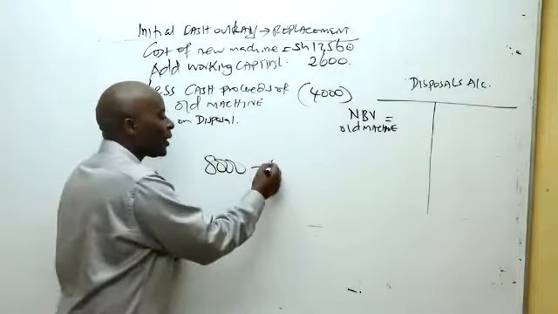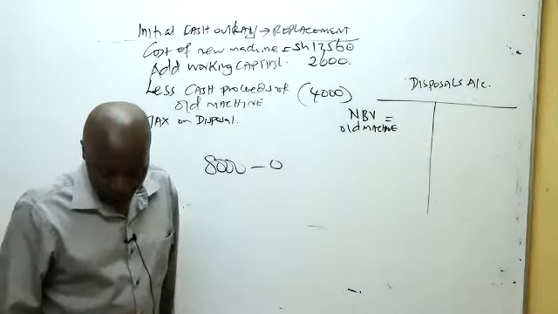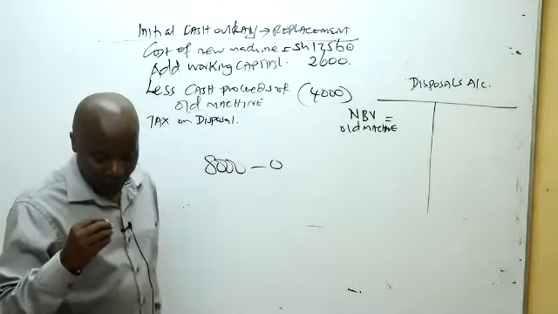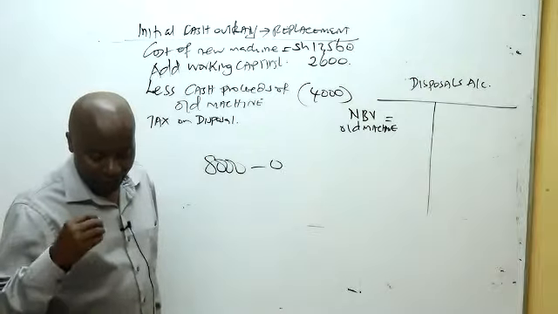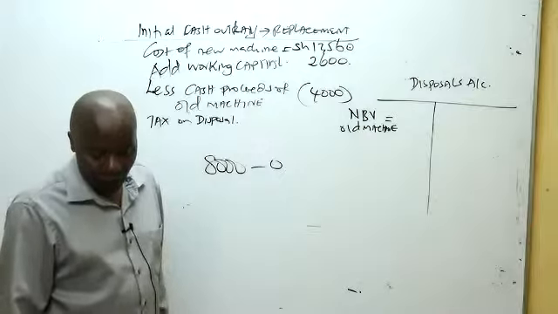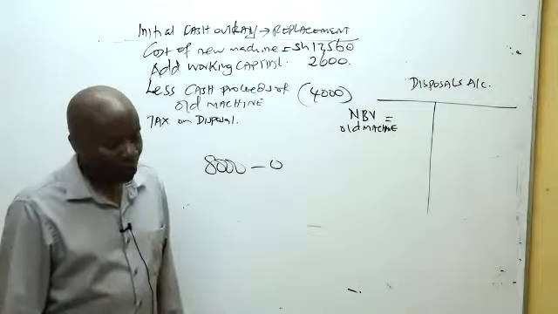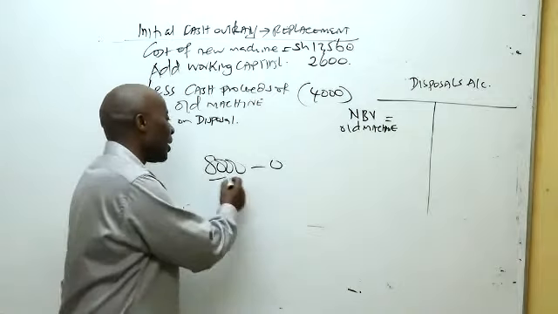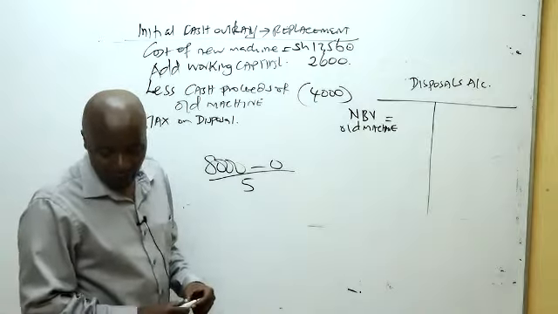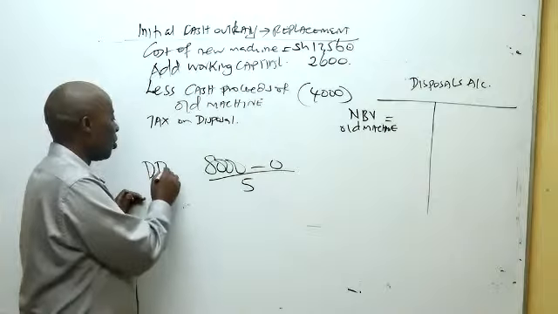We are told in this case the old machine does not have any scrap value. If you read that question very well, we are told in the third sentence of the first paragraph, the existing machine was estimated to have a useful life of 5 years ago with no salvage value. So it doesn't have any salvage value. So divided by 5 years. Could you kindly give me this figure? This is depreciation per annum.